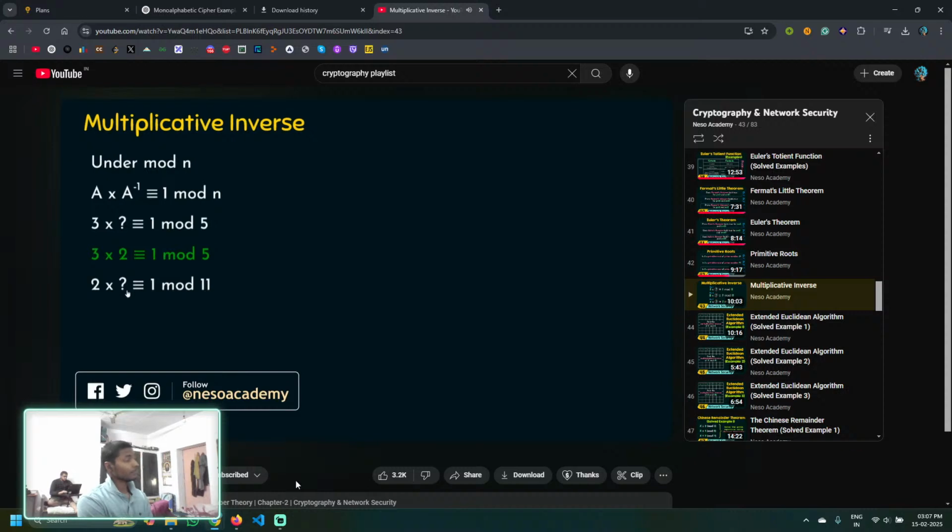Let's try 2. 2 into 2 is 4. No. 2 into 3, 6. No. 2 into 4, 8. No. 2 into 5, 10. No. 2 into 5 is what? 10. 10 when it is divided by 11, we get 10 as the remainder or minus 1. But we need plus 1, right?